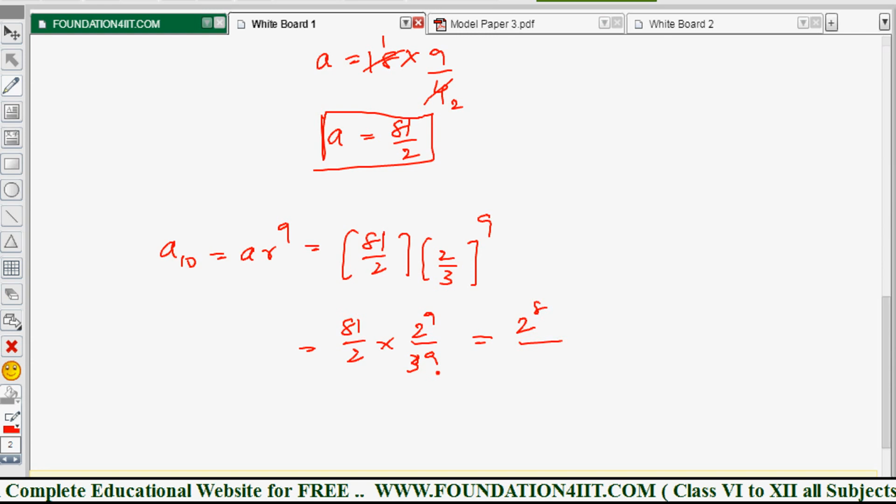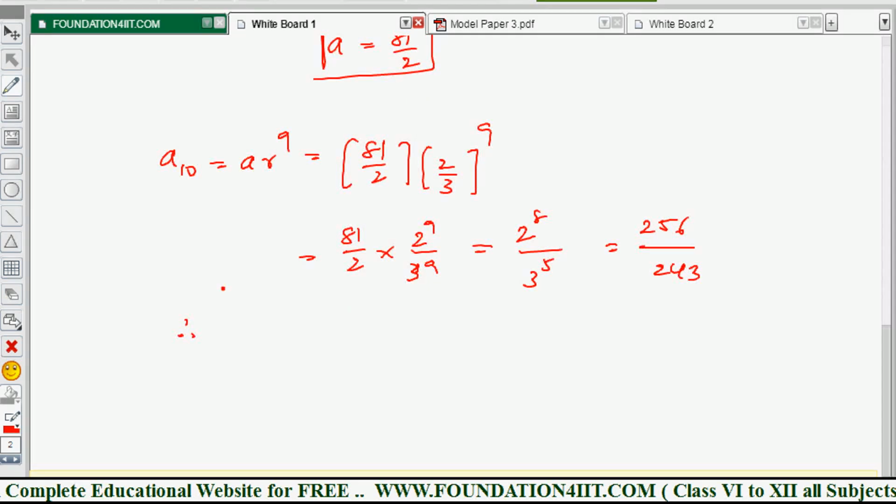And 81 by 3 power 9. So 81 you can write as 3 power 4. Then you get 3 power 5 by cancellation. 2 power 8 is 256 and 3 power 5 is 243. Then the 10th term is equal to 256 by 243. Therefore, the 10th term of the GP, geometric progression, that they asked to find out is 256 by 243.